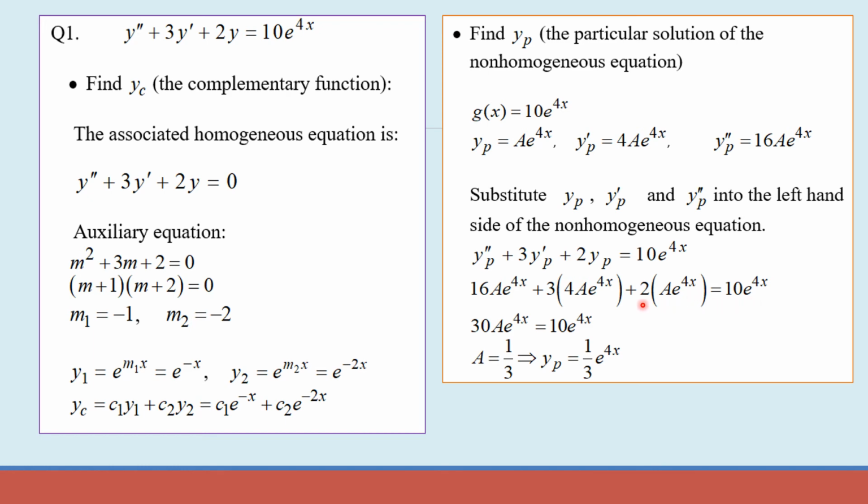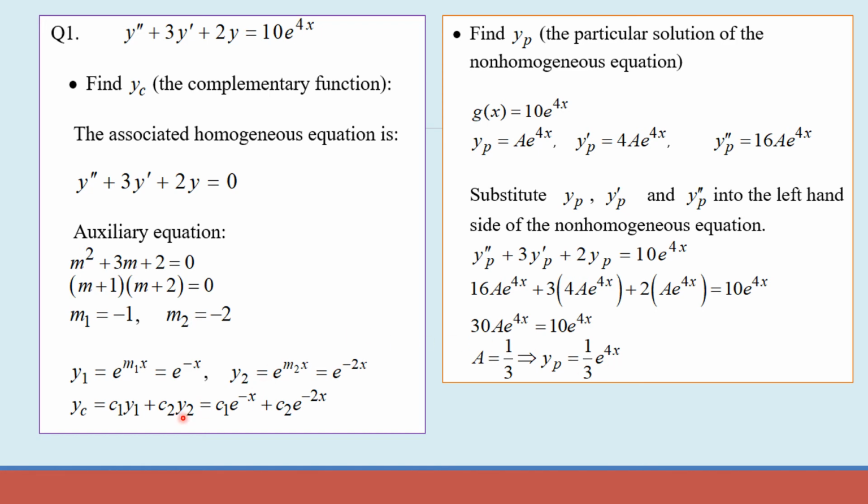Now you have to simplify the left side. After simplifying, we'll get 30A e to the 4x equals the right side 10e to the 4x. Solving this equation, we'll get the value for the unknown coefficient A equals 1 over 3. So what is the form of the yp? Earlier we formed the yp as A e to the 4x, but now we know the value for A, which is 1/3. So yp will be 1/3 e to the power of 4x.